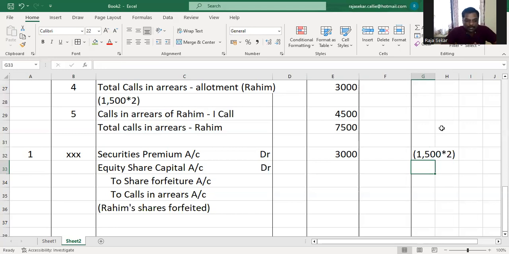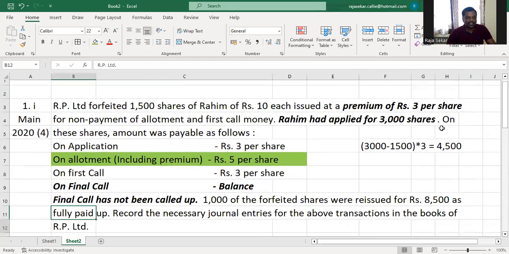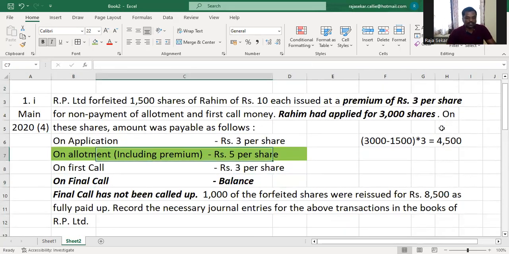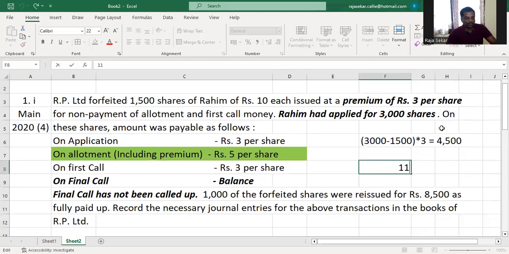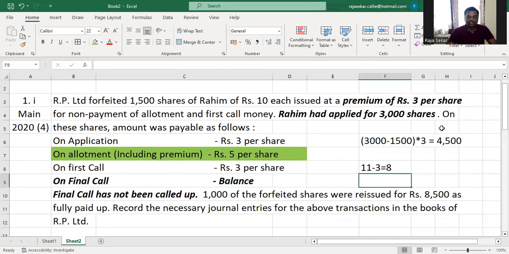And equity share capital is debited with the amount called up, but not at the amount called up per share. Understood? In this question, you see that only the final call has not been called up, which means that the first call, second call, and allotment and application money have been called up. That is 3 plus 5 plus 3, 11 rupees. But out of the 11 rupees, premium is 3 rupees, right? So the amount called up as share capital is 11 minus 3 rupees premium, which is 8.